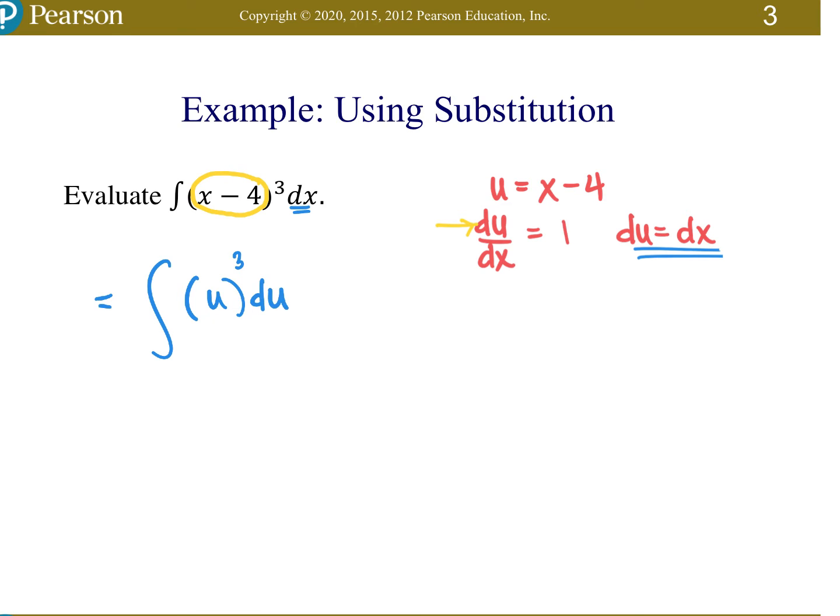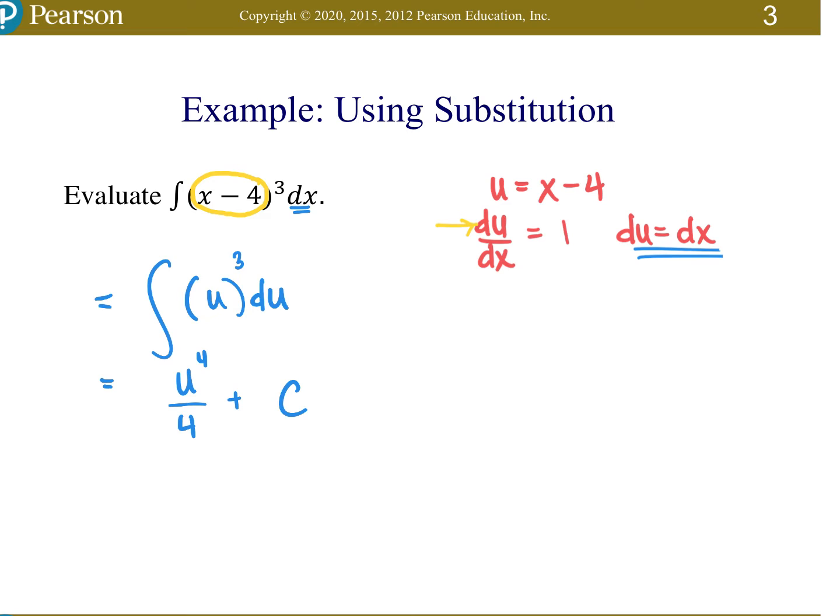So this becomes parentheses u cubed du. And then we find the antiderivative of that. The antiderivative of u cubed, we raise our power, u to the fourth. We divide by our new power. We add plus c.